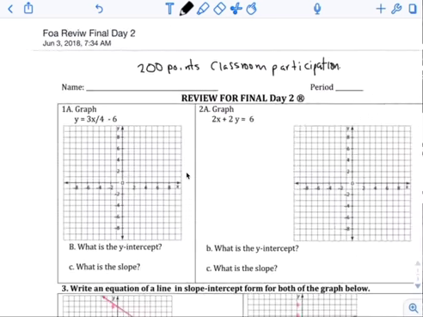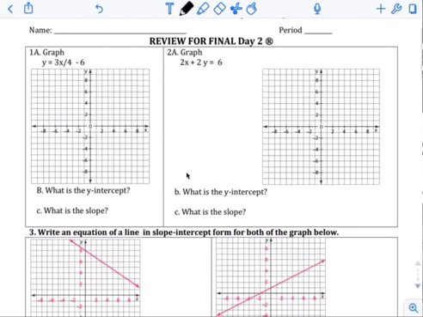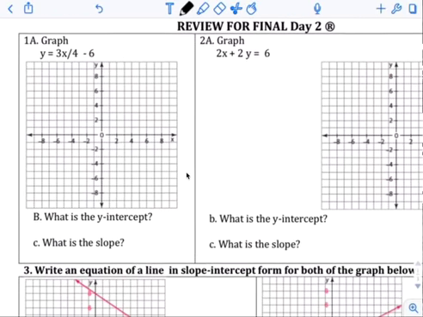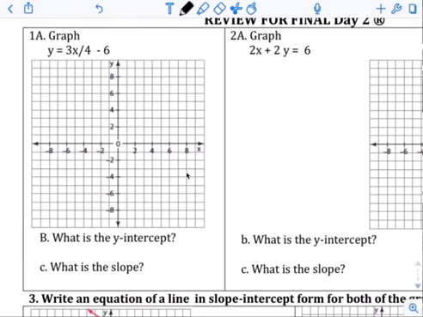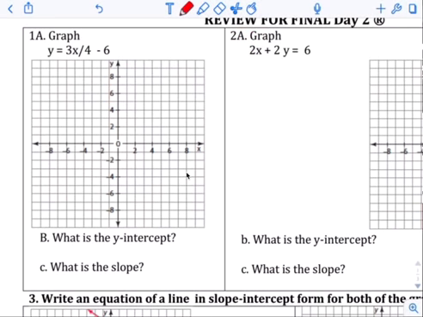So, this is what's going to be on tomorrow's test. Graph. I want you to graph that. Okay. First, let's answer B. Y-intercept. Y-intercept is -6. Slope. Slope is 3/4.